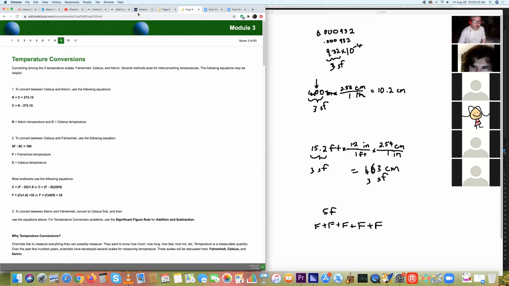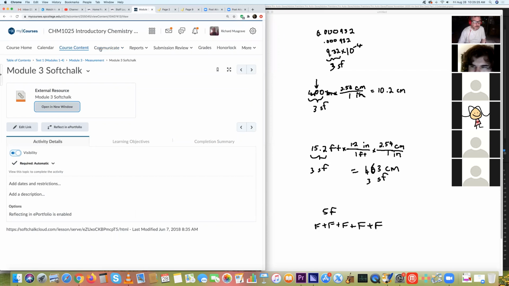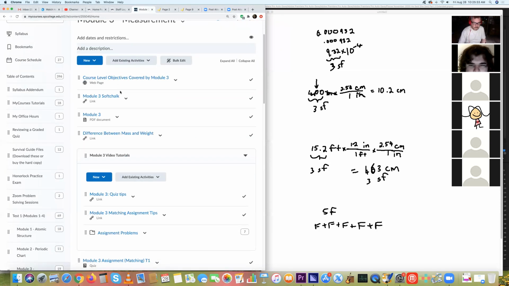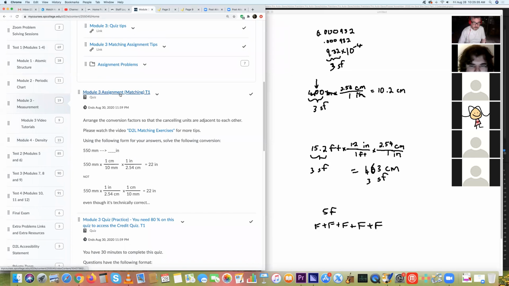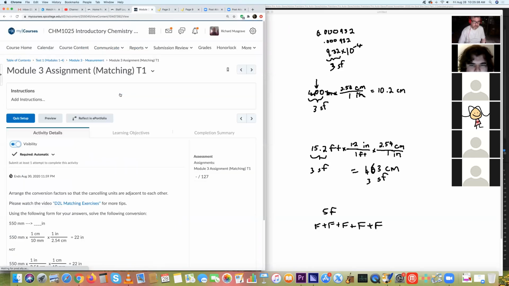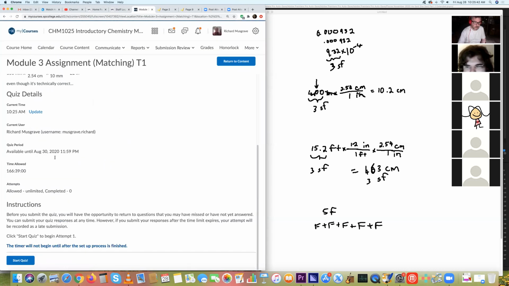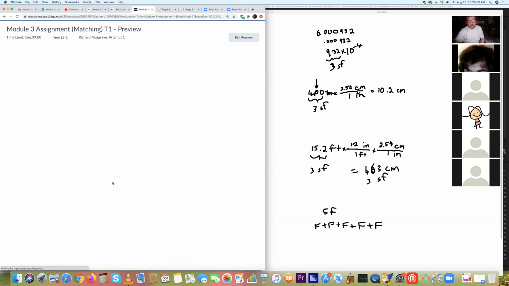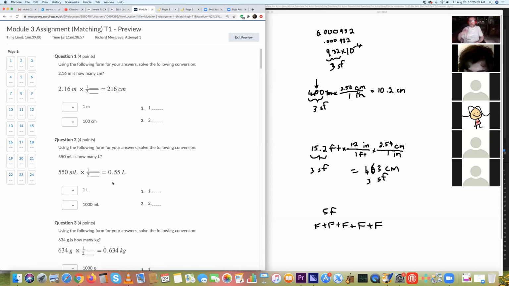So that's pretty much what I wanted to go through here. Let's take a look. We'll go to course content, and we'll look at the Module 3 assignment. Now you have unlimited attempts at this assignment. And when you submit it, it will show you which questions you got wrong, but it won't show you what you got wrong.